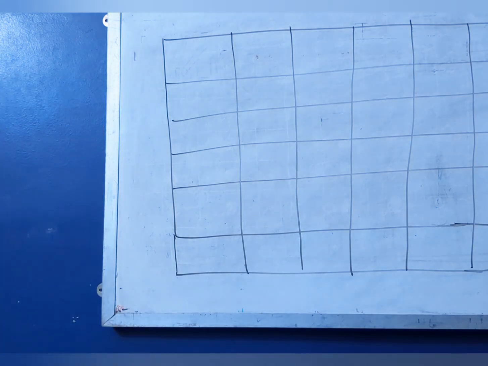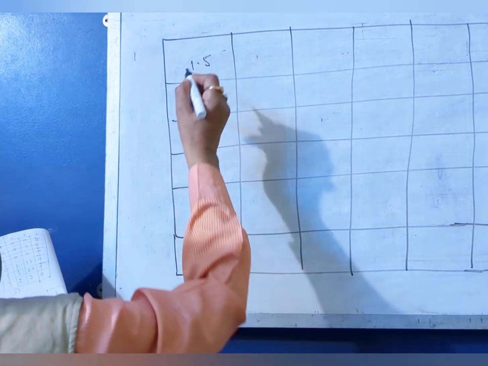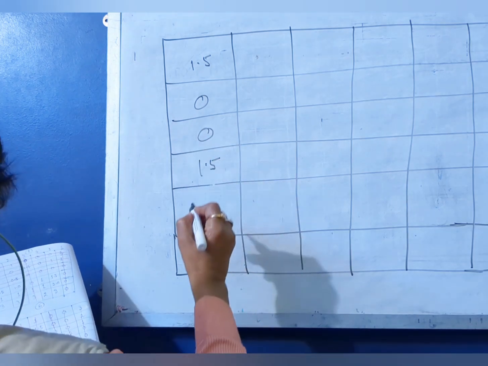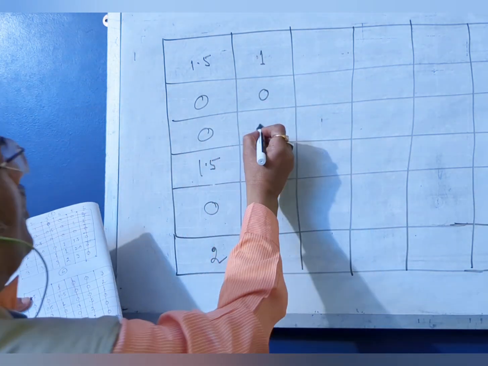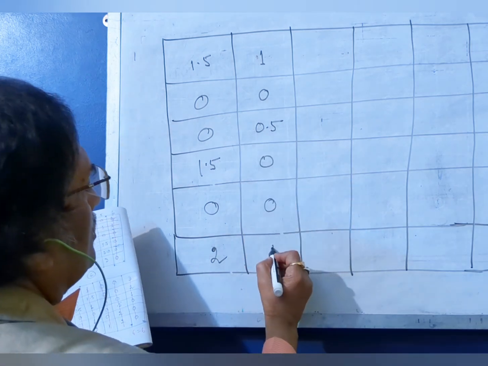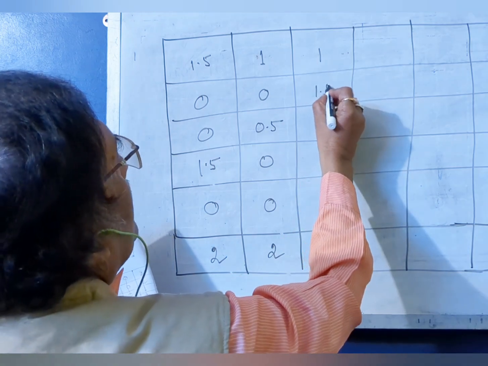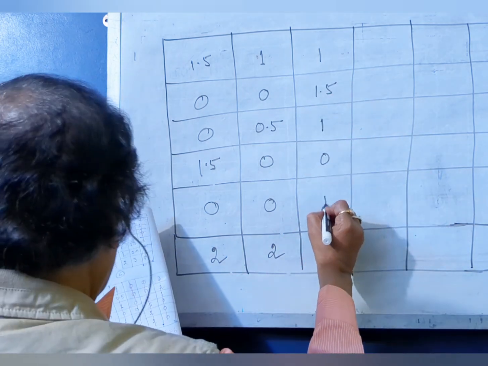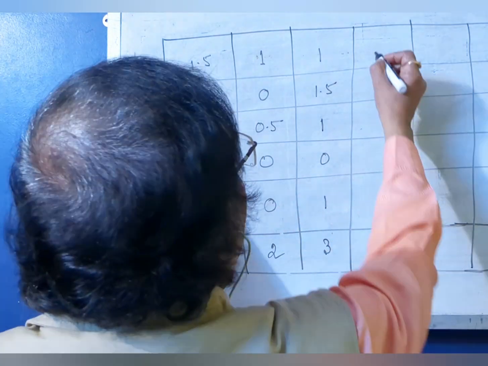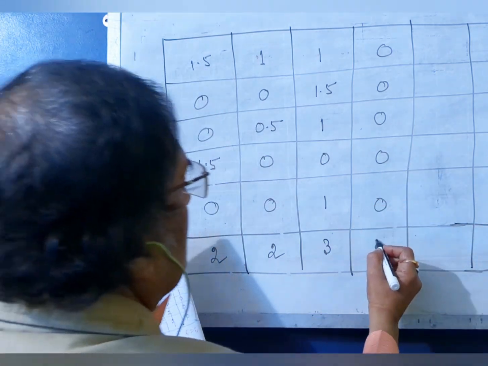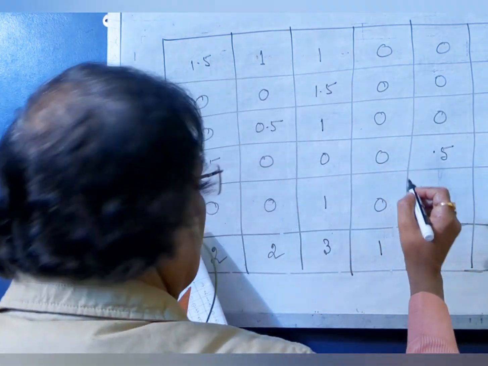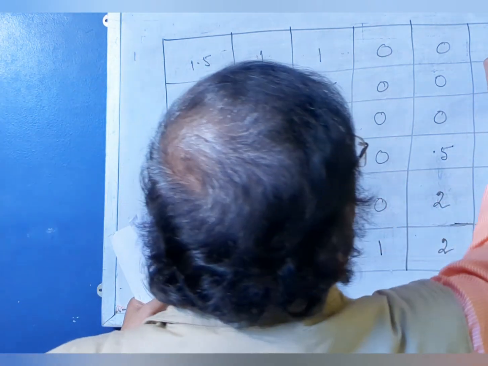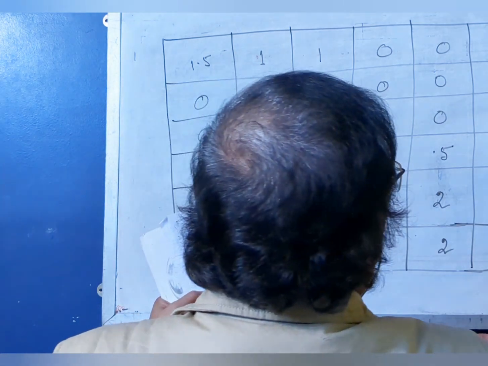And the values will be, what are the values? 1.5, 1.5, 0, 0, 0, 0, 1.5, 0, and 2. 1, 0, 1, 0, 0.5, 0.5, 0, 0, 2, 0, 0, 2, 1, 1.5, 1.5, 1, 0, 1, 1, 0, 1, and 3. Then 0, 0, 0, 0.5, 0.5, 2, 2, 2, 2, 3, 2, 1, 3, 2, 1, 0, 0, 0.